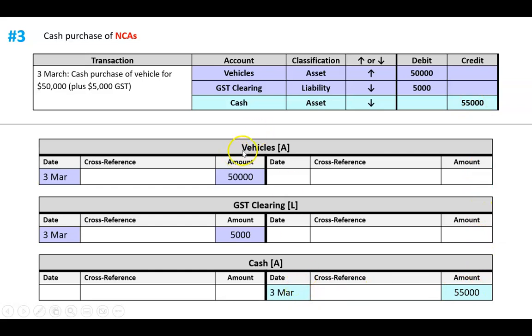Let's do our references. Vehicle, there's the debit. I will find the credit to that in cash down here. So I'm going to write cash as my reference. GST clearing, I'm going to write my reference as cash as well because that's where the credit is. And in cash, I'm going to do a double reference because there's one credit here for 55,000 and it references these two things, vehicles for 50, GST clearing for 5, so I write vehicles/GST clearing.